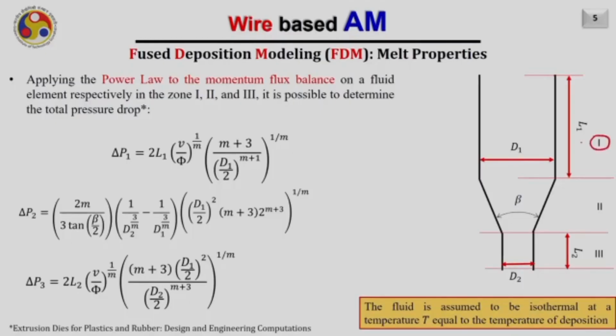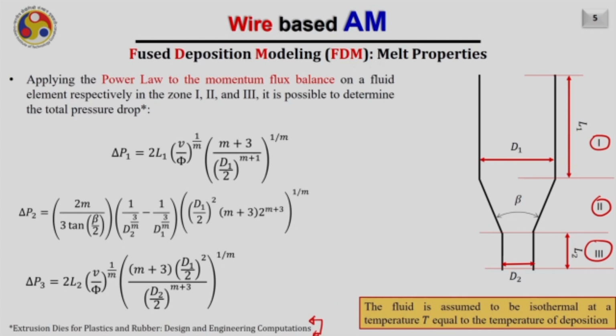So, usually by applying the power law to the momentum flux balance on the fluid element in zone 1, zone 2 and zone 3, one can find out the pressure drop. I am not going into the detail of how this pressure drop can be obtained, but interested students may refer to this particular book, which is particularly for designing the injection molds. It is Extrusion Die for Plastic and Rubber: Design and Engineering Computation.